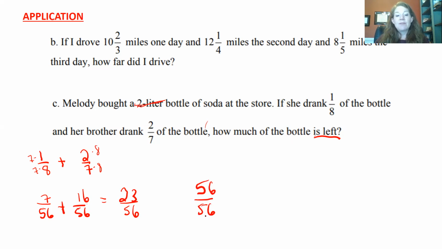So if we started out with 56 out of 56 and Melody and her brother drank 23 out of 56, then to find how much is left, you have to subtract. So 56 minus 23 is 33. So 33/56 is left.